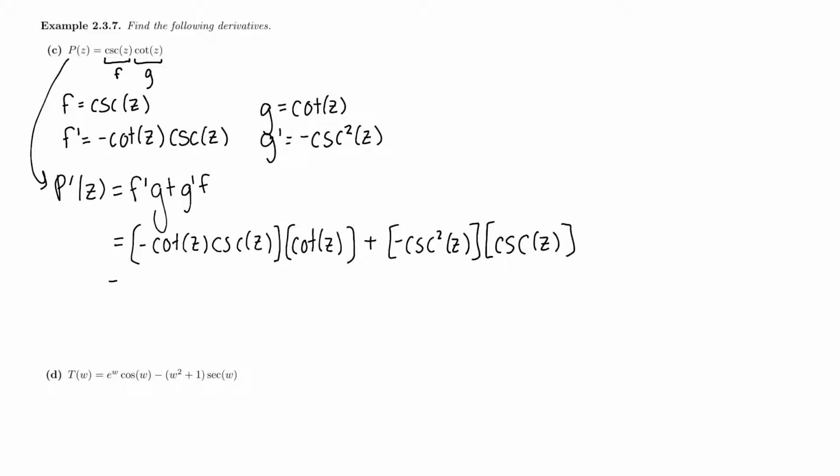Simplifying this, because it simplifies a tiny bit, you can combine together. Here we have a cotangent times a cotangent, so we could combine those together to be negative cotan squared z times cosecant z. Then this will be a minus sign, and these cosecants combine together as well. So we have cosecant cubed z.